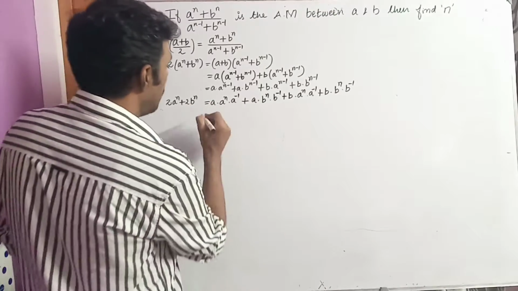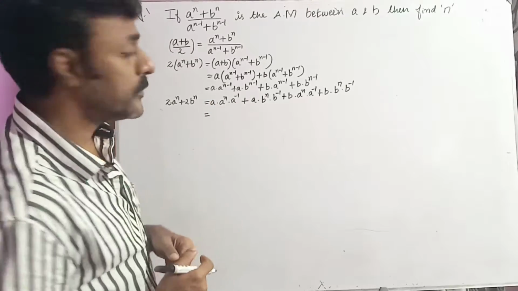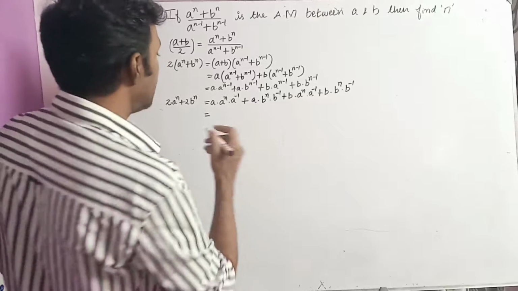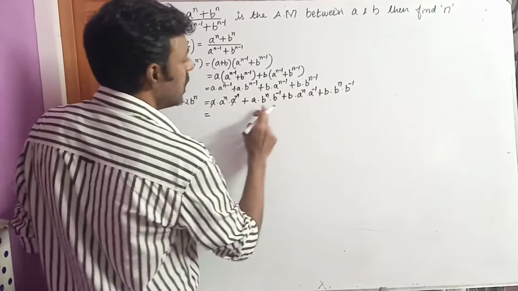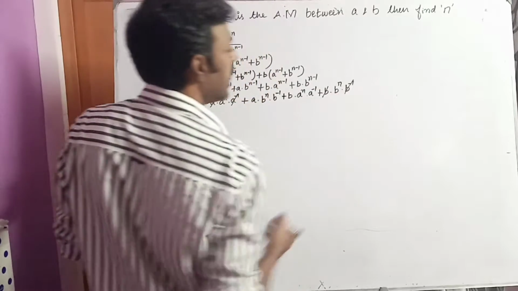So the next step will be here, a power minus 1. So a power minus 1 is nothing but 1 by a. So a and this will get cancelled. Similarly here, this b and this b inverse will get cancelled.